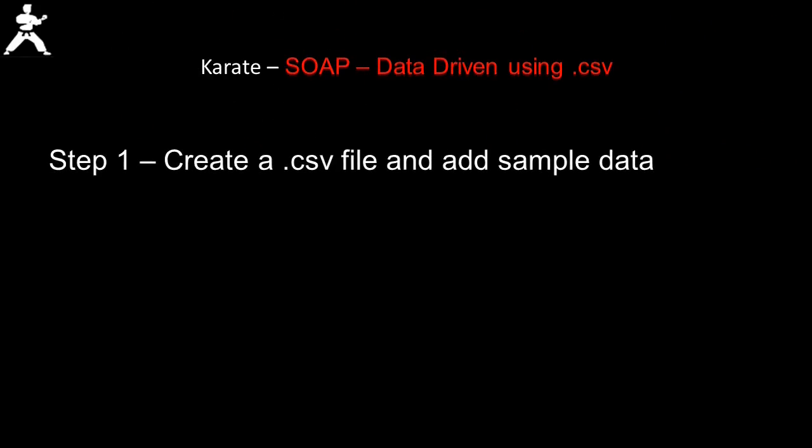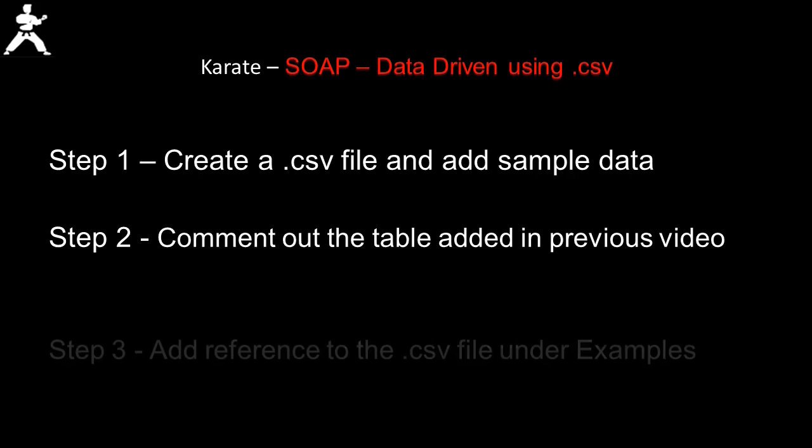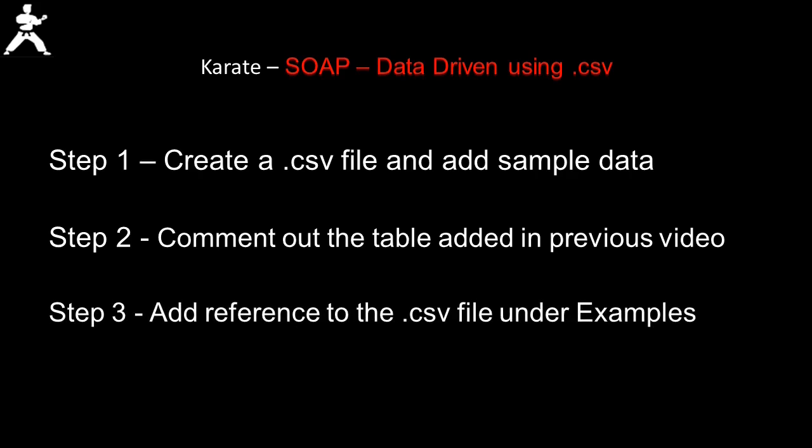There would be a few steps involved. Step 1 would be to create a CSV file and add sample data. Step 2 would be to comment out the table added in the previous video. Step 3, add a reference to the CSV file under the example section of our feature file.